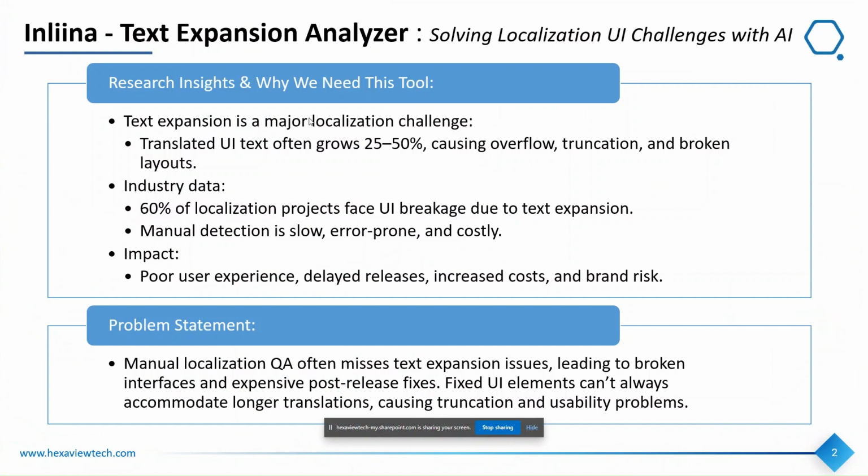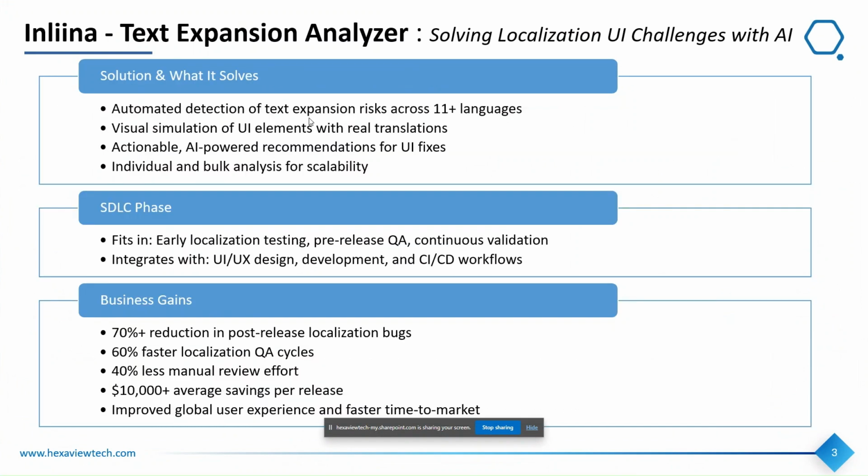Traditionally, teams rely on manual checking, which is slow, error-prone, and expensive. The result? Poor user experience, delayed releases, increased costs, and real brand risks. The core problem is that manual localization QA often misses these expansion issues. Fixed UI elements like buttons or menus can't always accommodate longer translations, so when the product ships in the new language, users see cut-off labels or broken screens. Fixing these issues after release is not only costly but also damages user trust.